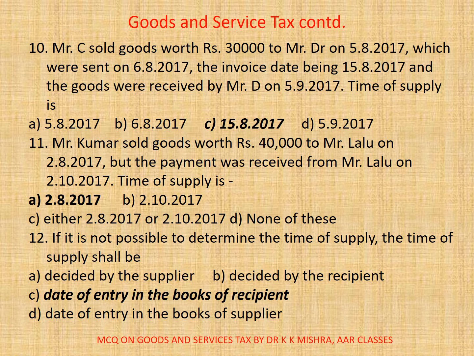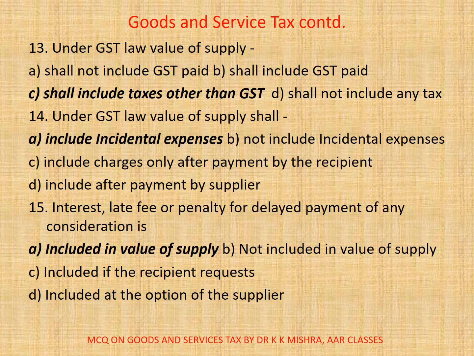12. If it is not possible to determine the time of supply, the time of supply shall be, options are: A. Decided by the supplier, B. Decided by the recipient, C. Date of entry in the books of recipient, D. Date of entry in the books of supplier. The correct option is C, date of entry in the books of recipient.